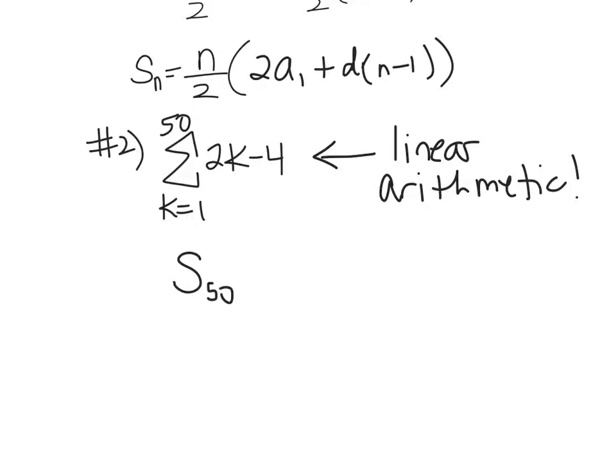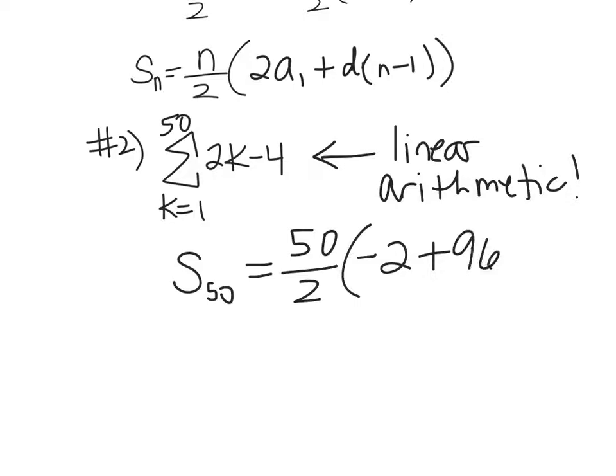50 numbers. So 50 over 2. The first number is not 1. People make that mistake. The first number is to plug in 1, and what do you get for the first number? -2, good, thank you, Cameron. And then plus, the last number is to plug 50 in. 2 times 50 is 100, minus 4, so 96.